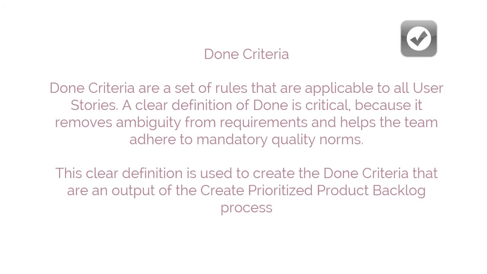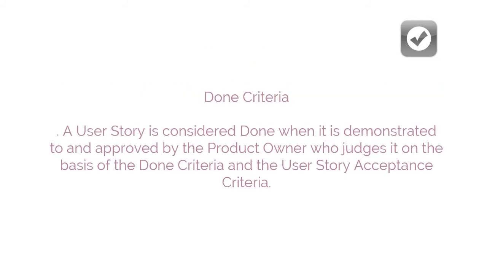Done criteria. Done criteria are a set of rules that are applicable to all user stories. A clear definition of done is critical because it removes the ambiguity from requirements and helps the team adhere to mandatory quality norms. This clear definition is used to create the done criteria that are an output of the Create Prioritized Product Backlog process.